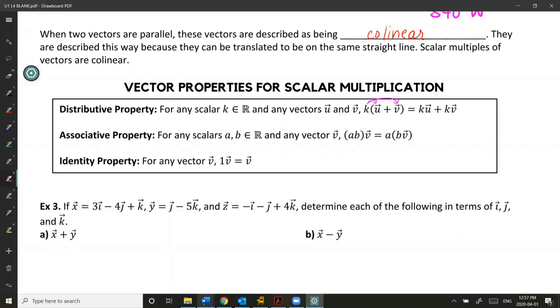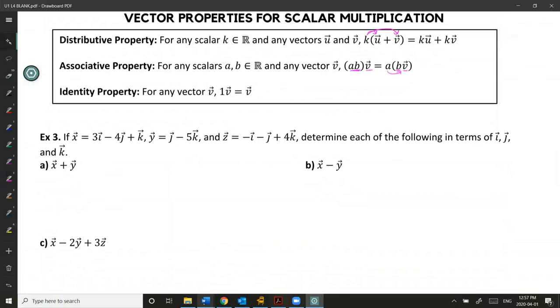Associative property basically just says I can either multiply the scalars together and then multiply by the vector, or I can multiply one of the scalars by the vector and then multiply by the other scalar after that. So it doesn't matter the order in which we do multiplication by multiple scalars. And then the last one, the identity property, basically just says if I multiply a vector by a scalar of 1, I get back that same vector itself. So pretty similar to the mathematical laws that you already know.